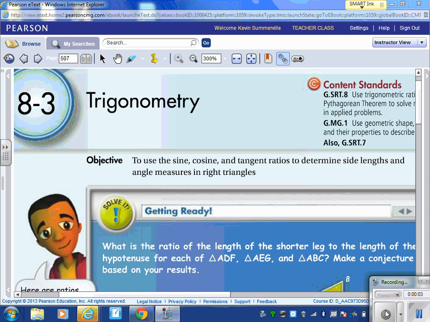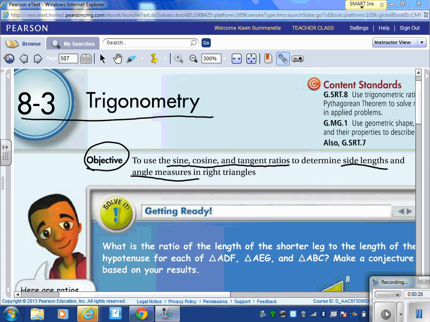Today we're going to take a look at section 8-3, trigonometry. The objective in this section is we're going to use sine, cosine, and tangent ratios to determine side lengths and angle measurements in right triangles.